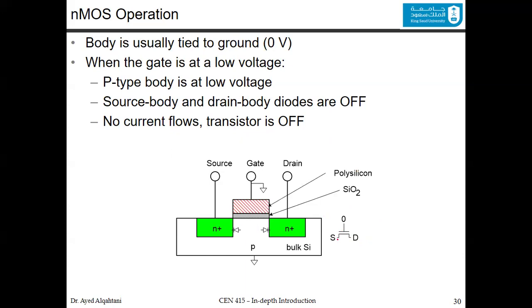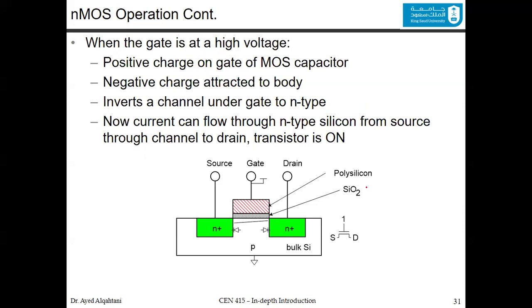Now, if you have the transistor, and the gate input of the transistor is logic 0, there is no current flowing between the source and the drain, which means the transistor is off. Now, if the input to the gate is logic 1, now we have a voltage here.